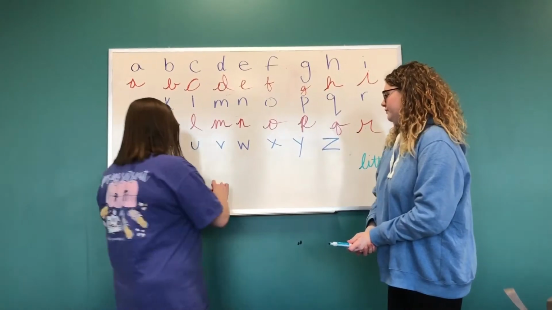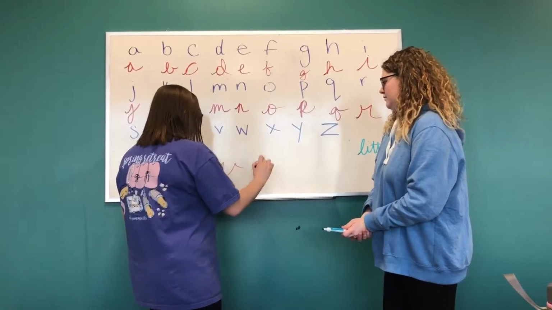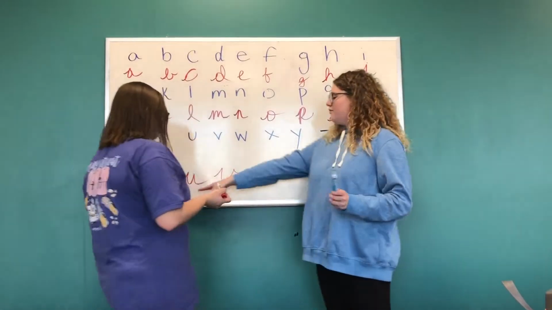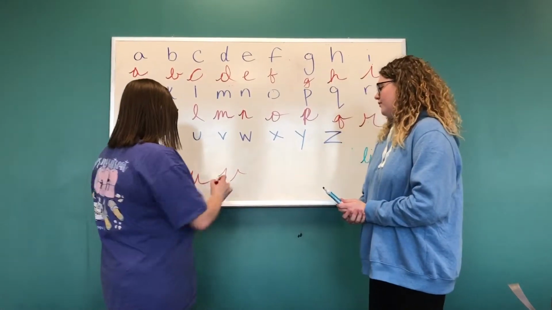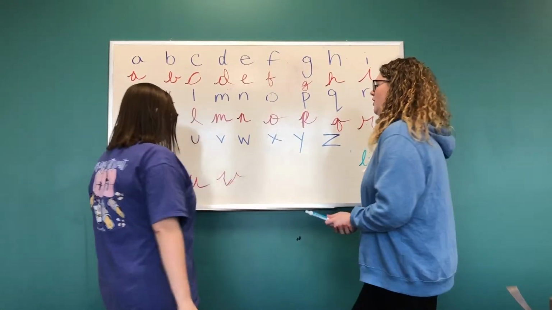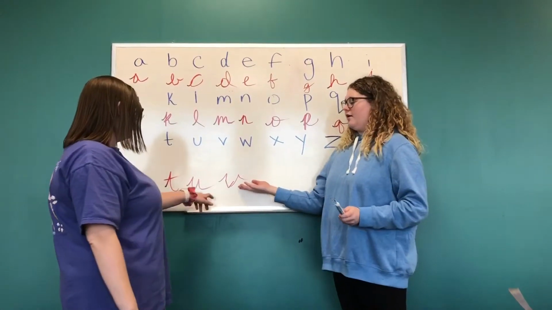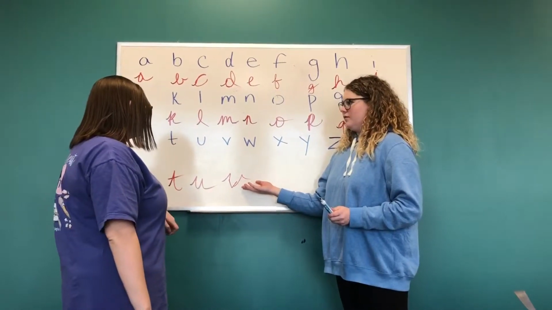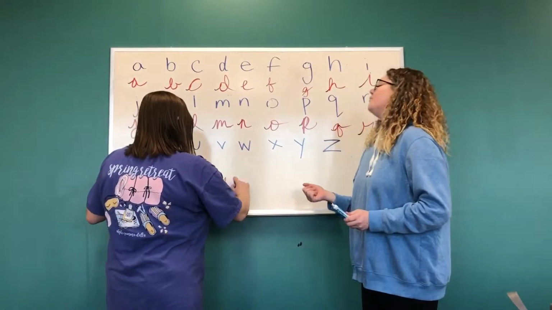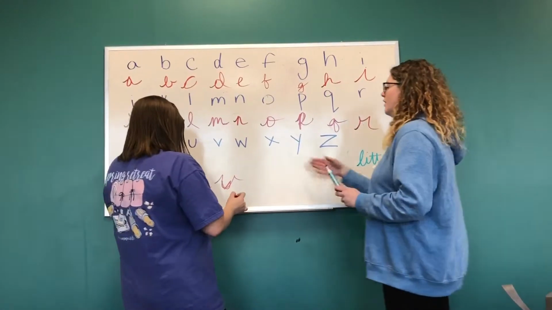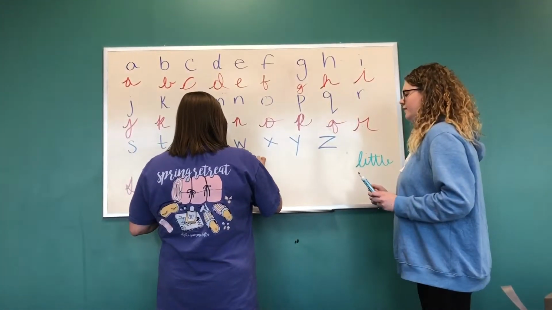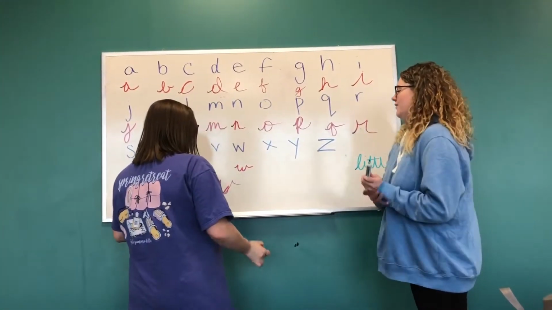V. Now what do you think is different between U and V in cursive? There you go. Now why would that be right? Because if not, it looks like a U. Like if this is rounded, they look the same. Exactly. Okay. W. Perfect. X.